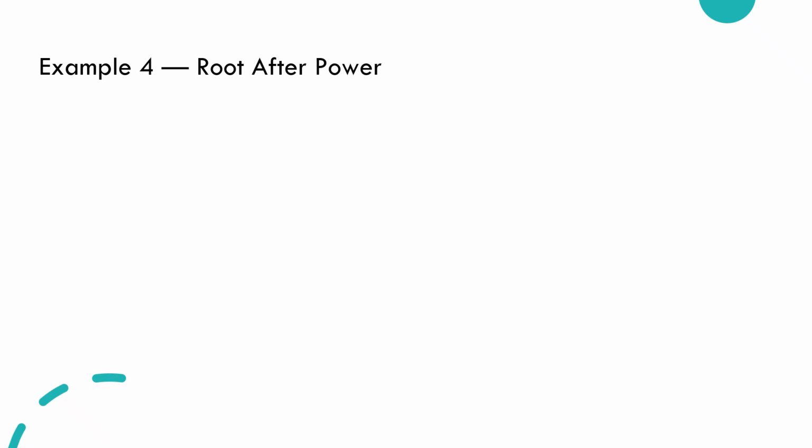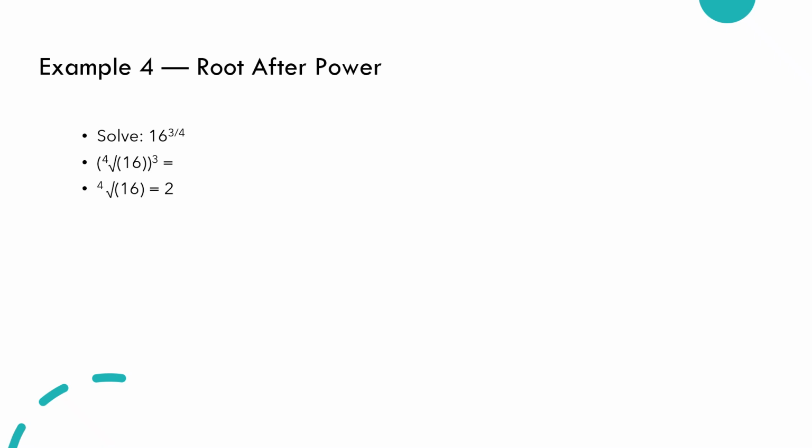Example 4. We're going to go ahead and solve 16 to the power of 3/4. 4 is my denominator, so we're going to use that as the root. And 3 is the numerator, so we're going to use that as the power. So we have the 4th root of 16 to the 3rd power.